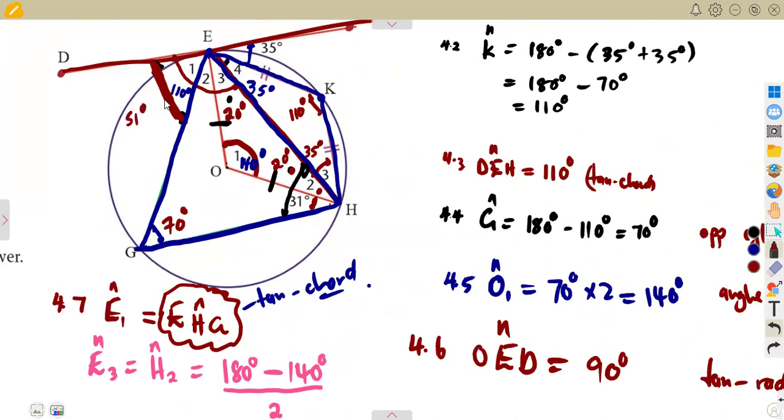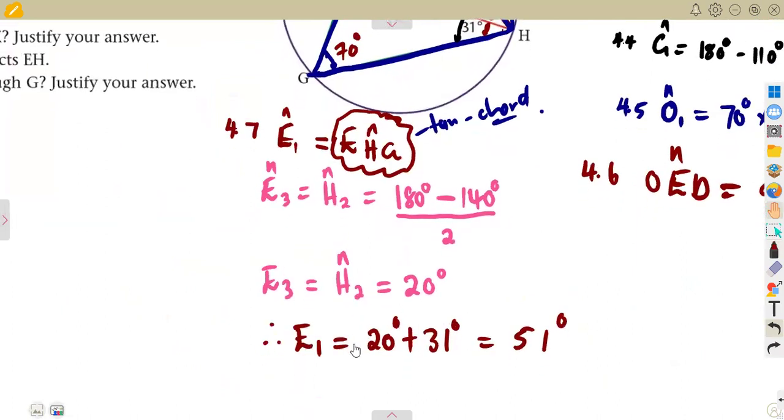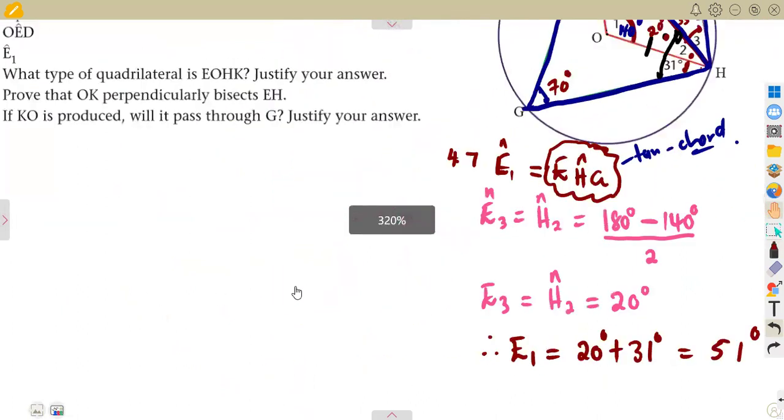This is our E1. Remember the one that we calculated before, this 110. It was for the angle DEH. So don't confuse with this one. Don't confuse these values. All right. So this was our angle E1. Let's consider another part.